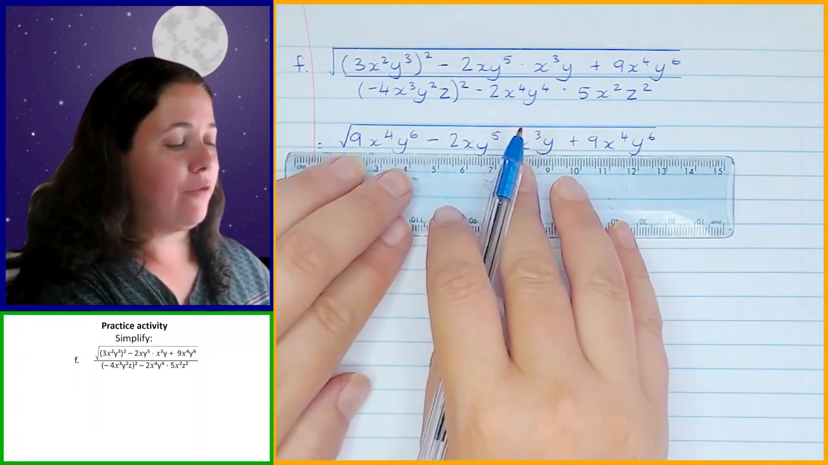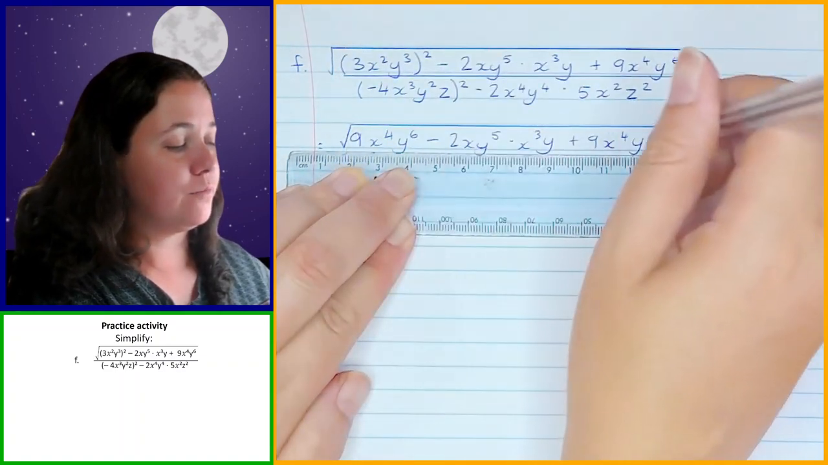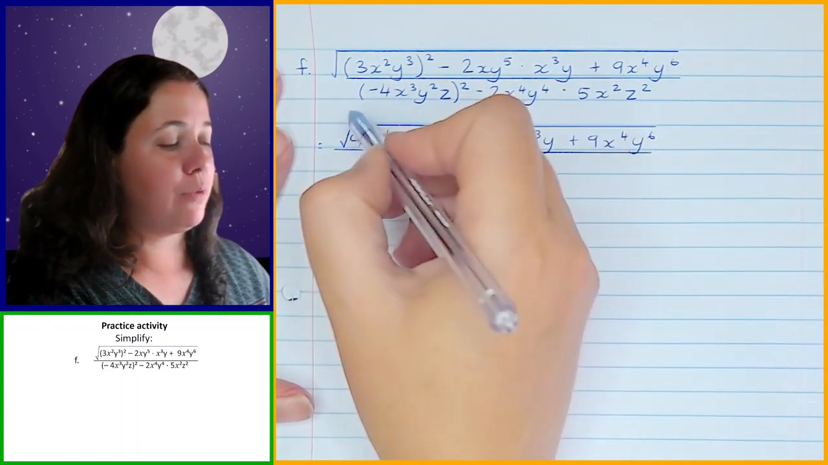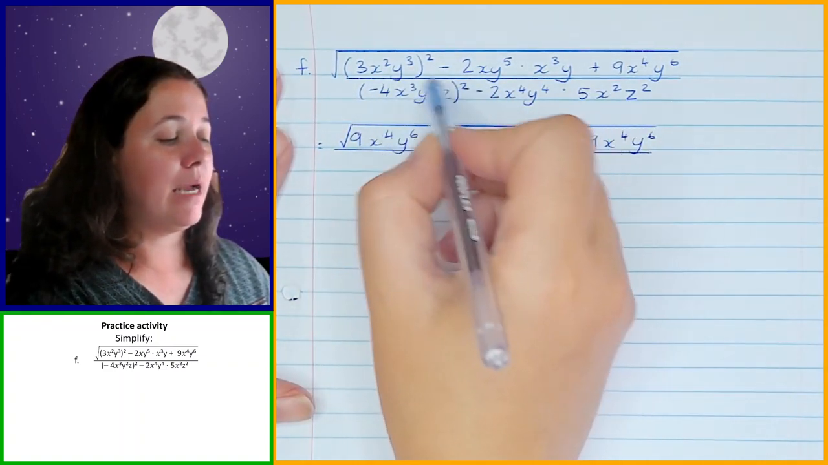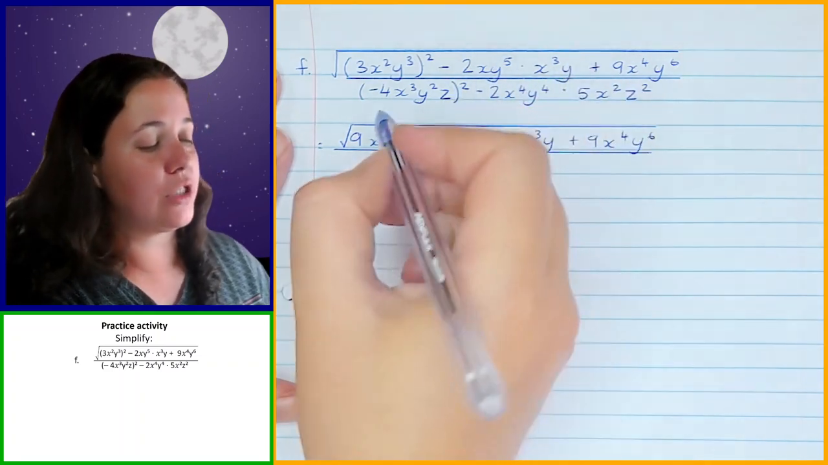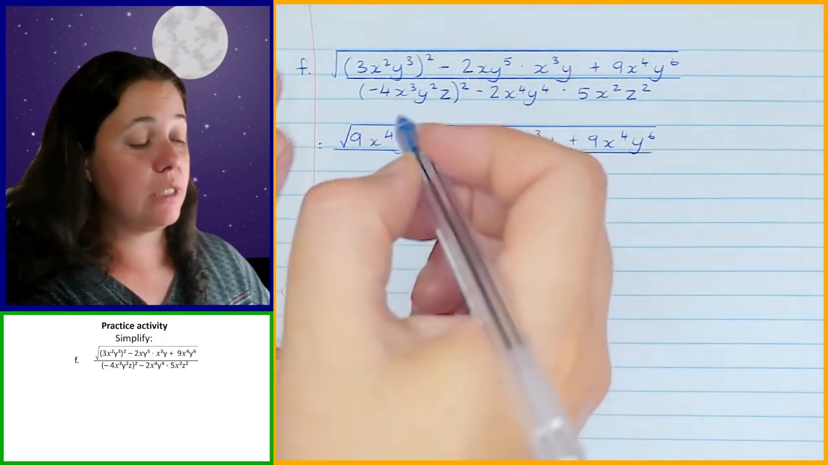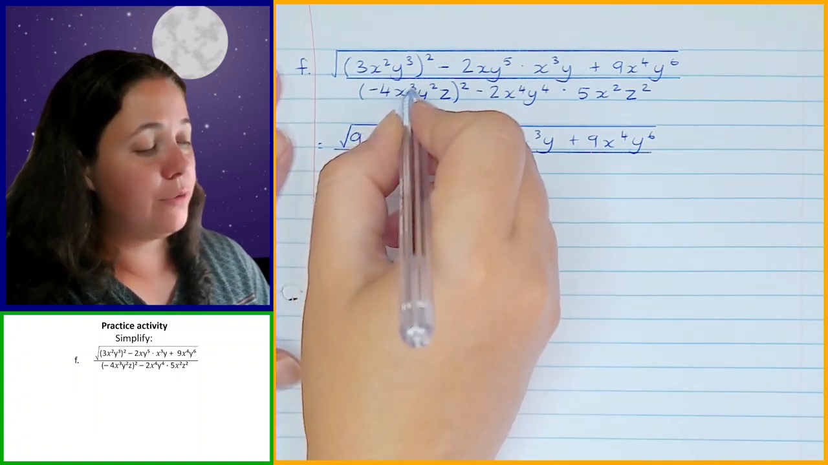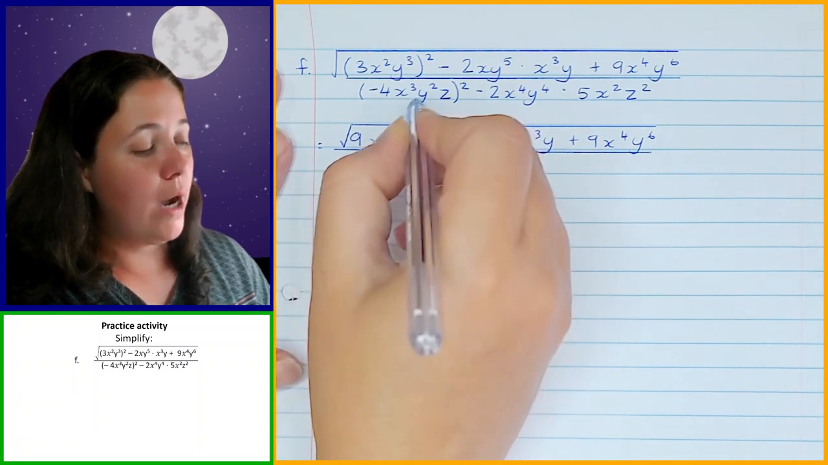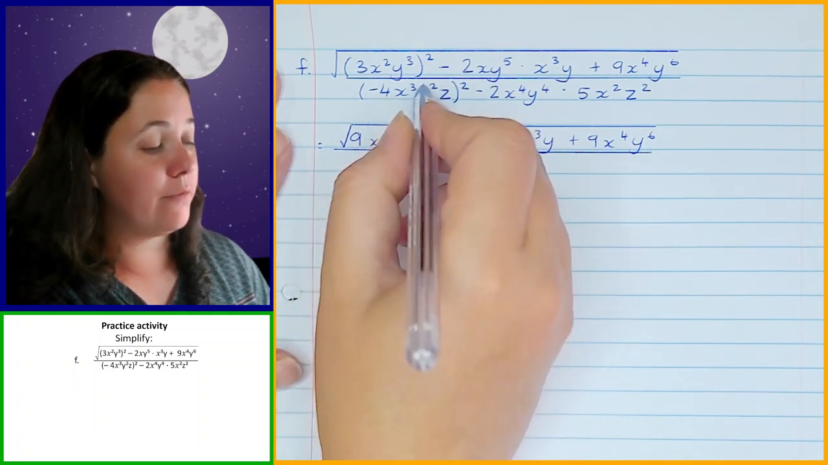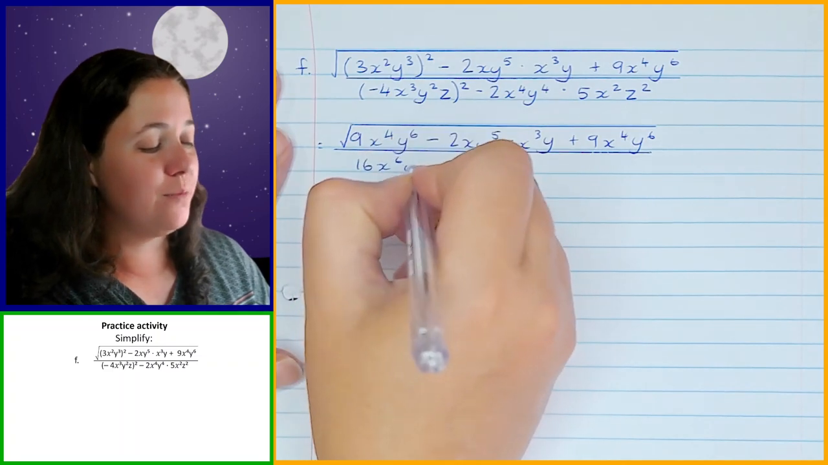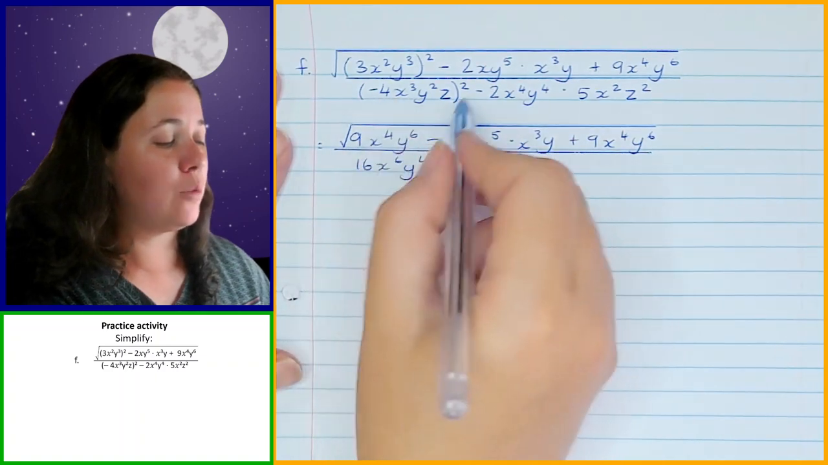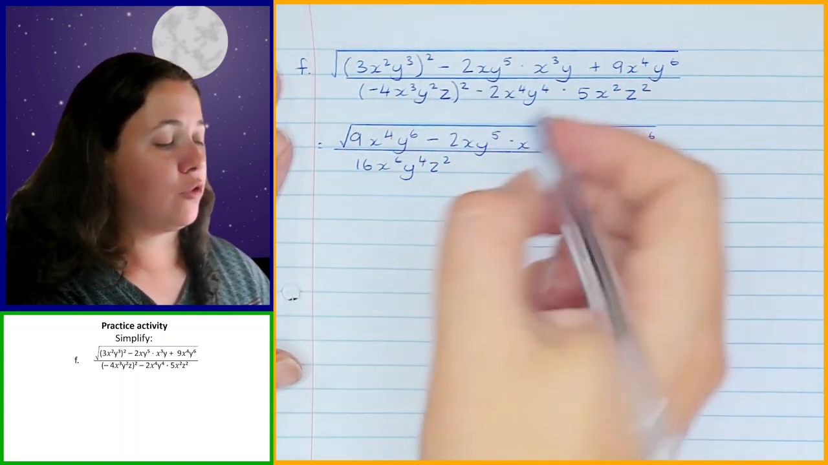Then at the bottom of my fraction, I also have to do this exponent over here. Remember, this acts as brackets, so I have to apply BEDMAS inside here. My exponent over here, I have to simplify now. So a negative squared is positive. So that's going to be positive 16. X to the power of 3 times 2 is 6. Y to the power of 2 squared, or y to the power of 2 times 2, which is 4. And z squared is z squared. Okay, so that is that one simplified. Now I'm going to just write down what I've got over here.